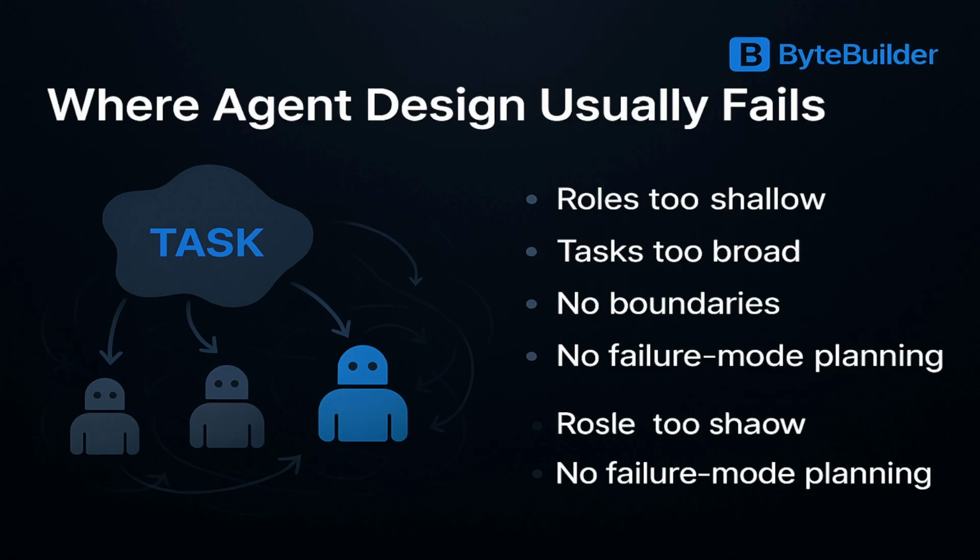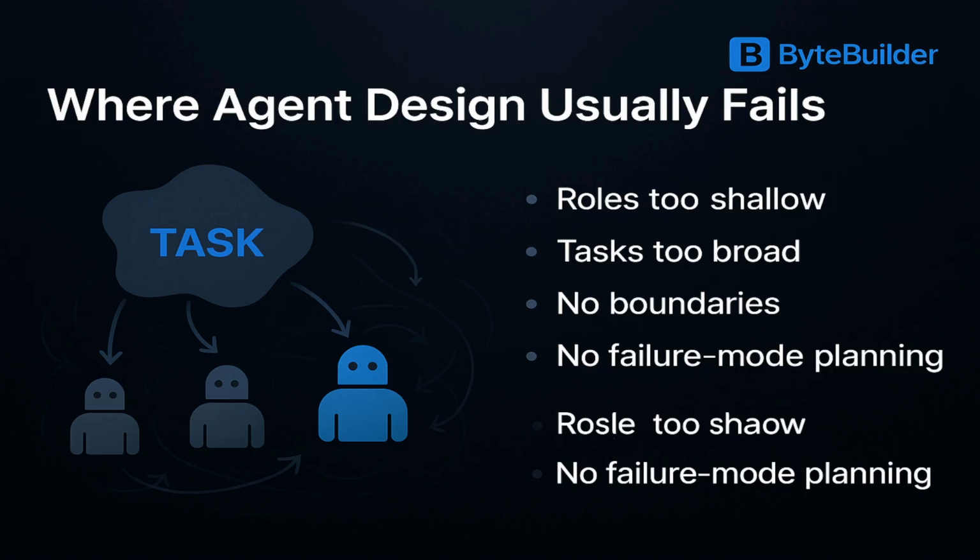Most agent designs fail for the same group of reasons. The first problem is shallow roles. A role description like "you are a helpful assistant" or even "you are a senior strategist" has almost no effect on actual behavior. It's too abstract, too vague, and too easy for the model to ignore.